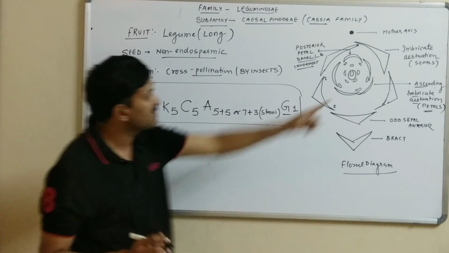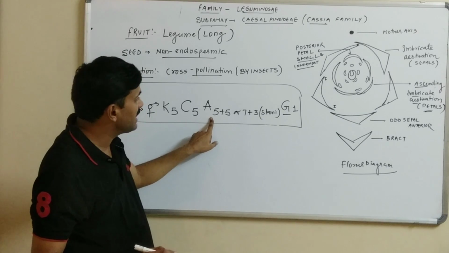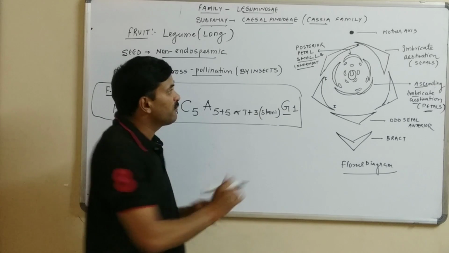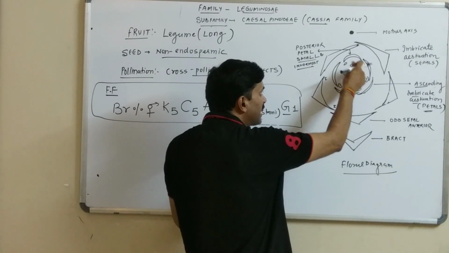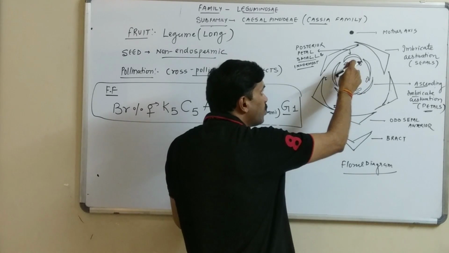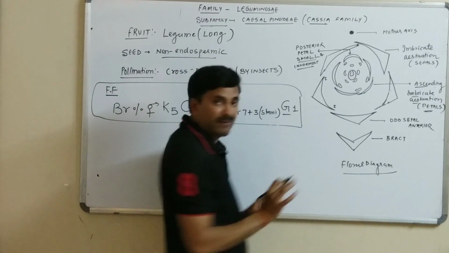Such an estivation is called the ascending imbricate estivation. In the androecium, you can see that I have drawn 10 stamens in total. Out of the 10 stamens, 5 are present in one whorl. See here, 1, 2, 3, 4 and 5. But out of these 5, which are present in the inner whorl, 1 is sterile, which is called a staminode, and the other 4 are fertile.